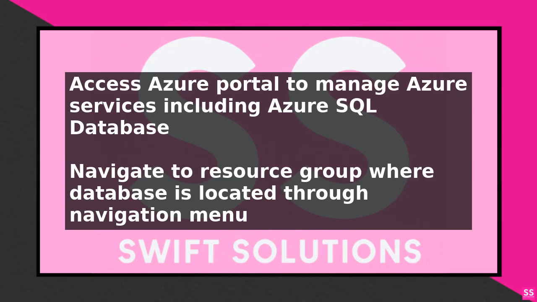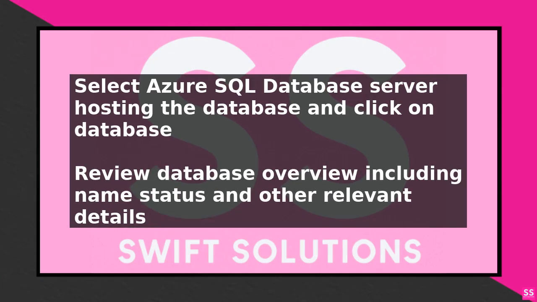Once you are logged into the Azure portal, navigate to the Azure SQL Database that you want to delete by selecting the resource group where your database is located. You can do this by clicking on Resource Groups in the navigation menu, then selecting the name of the resource group that contains your database. After selecting the resource group, click on the name of the Azure SQL Database server that hosts your database. Then click on the database you want to delete.